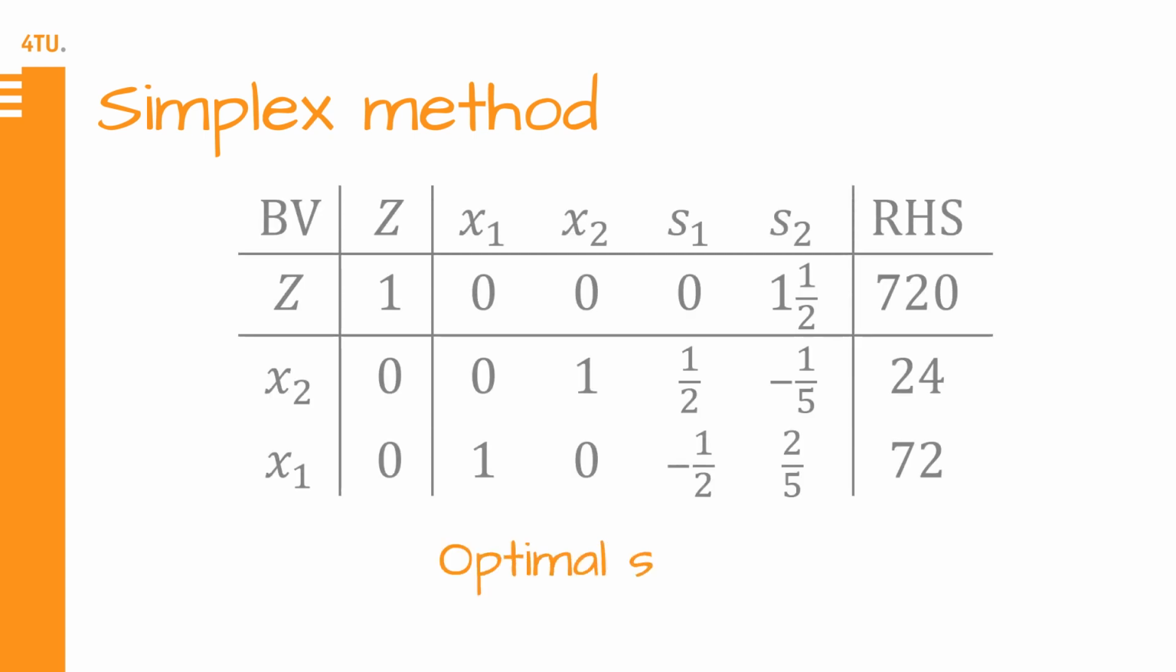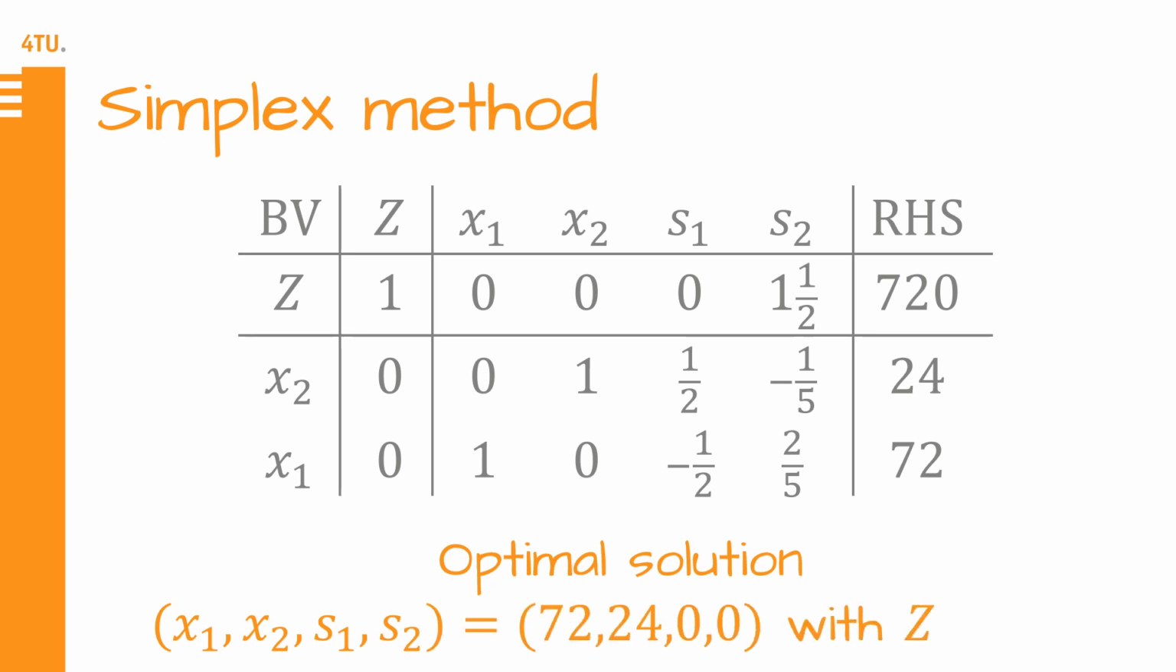We have already seen how to recognize multiple optimal solutions in the simplex tableau. If we use the simplex tableau to optimize the humus problem with the changed objective function, the final tableau will look like this, with optimal solution x1 equal to 72, x2 equal to 24, and both s1 and s2 equal to 0, and an objective function value of 720. Since the coefficient of non-basic variable s1 is 0 in the z-row, we know that there exist multiple optimal solutions.